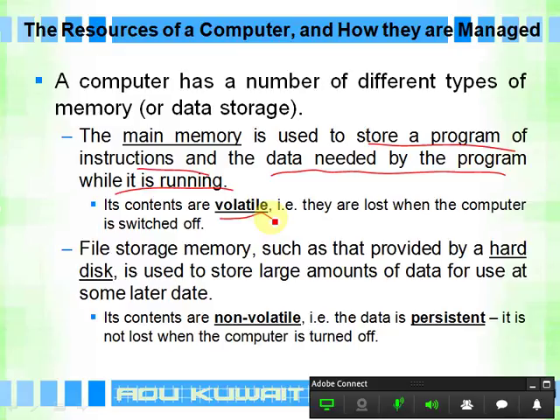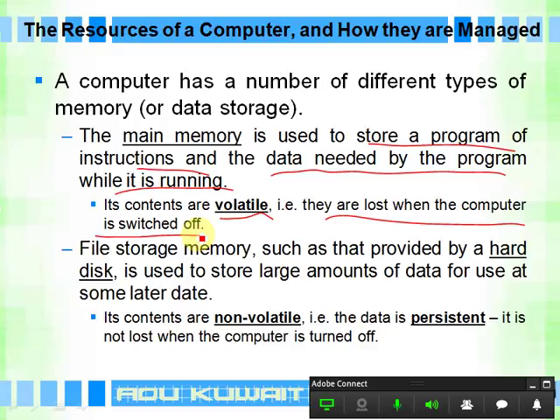Its contents are volatile. Volatile means that when you switch off the machine, the contents will go. They will not remain. So volatile contents are lost when the computer is switched off.